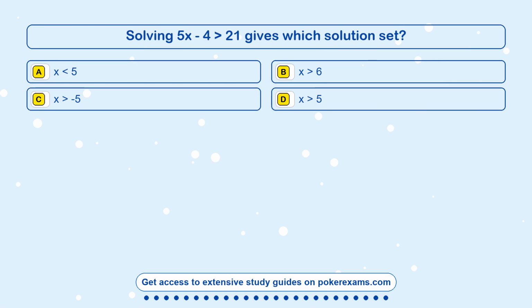Question 10. Solving 5x minus 4 21 gives which solution set? Option A, x 5. Option B, x 6. Option C, x minus 5. Option D, x 5.